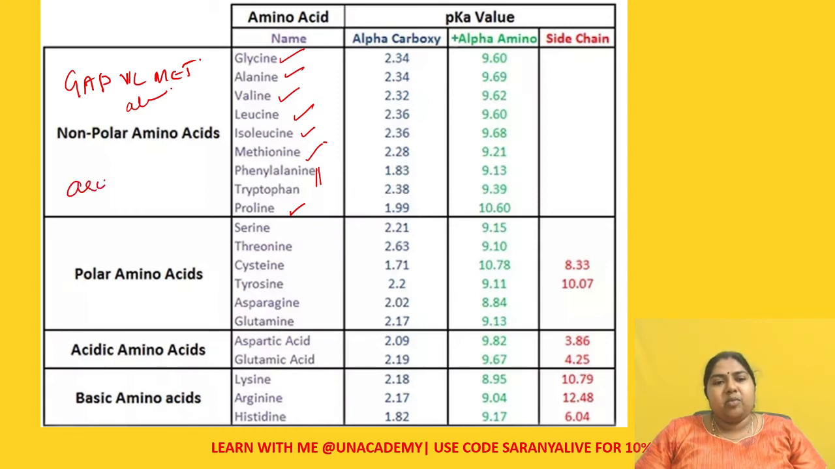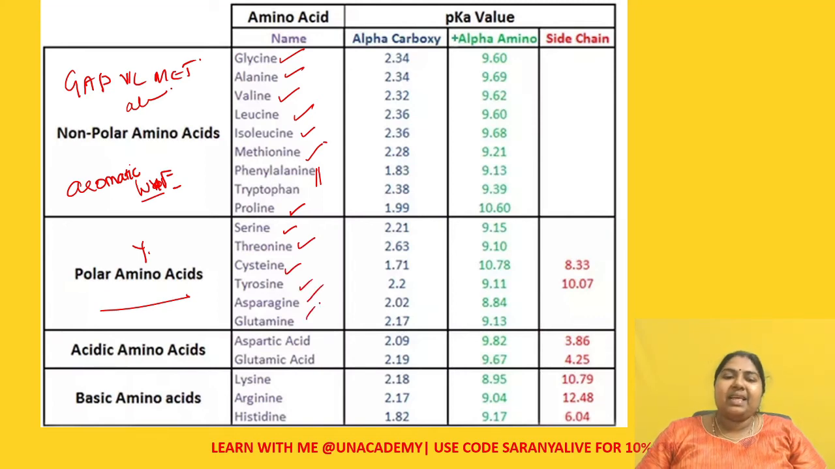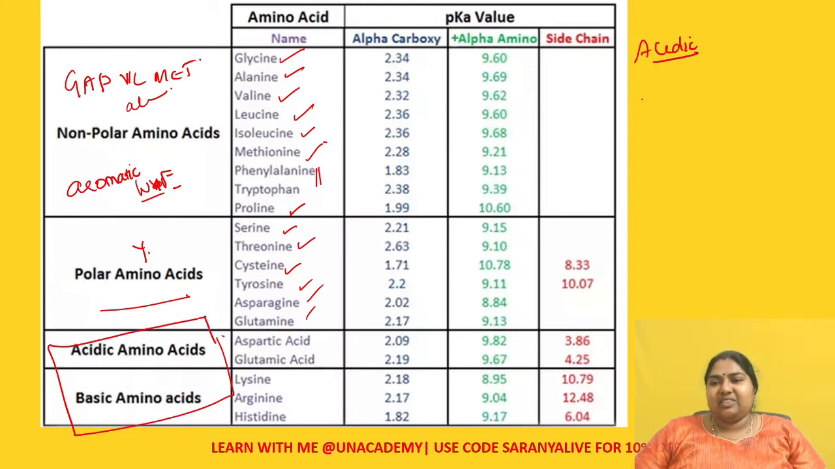The aromatic group includes what we call the WY-F clue: tryptophan, tyrosine, and phenylalanine. Then the polar group; yes, tyrosine also comes under polar. So the only WY-F you can keep. Under the polar group you have serine, threonine, cysteine, tyrosine, asparagine, and glutamine. Likewise, these you have to remember. Then acidic and basic: acidic includes aspartic acid and glutamic acid.